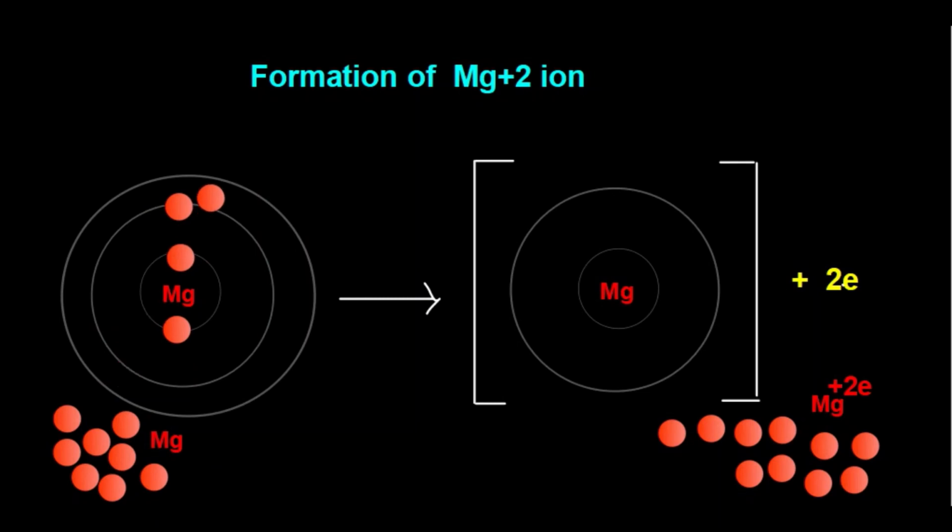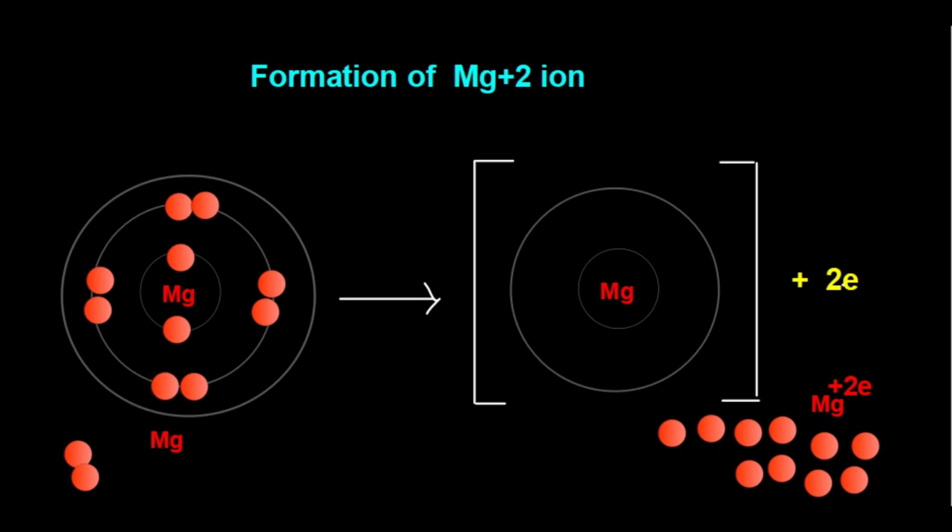1, 2, 3, 4, 5, 6, 7, 8. And in the valence shell of the magnesium atom there are 2 electrons. So we write 2 electrons here. Now the magnesium atom changes to the magnesium ion after the loss of 2 electrons.